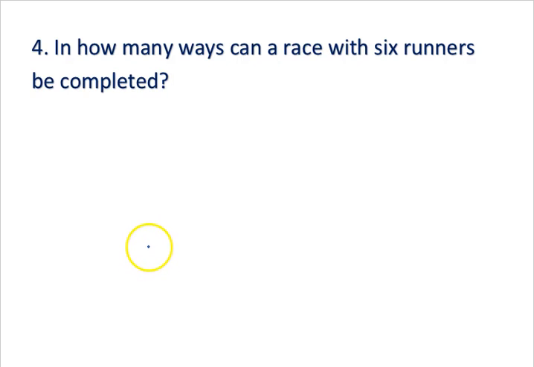Okay, for our last example, we have, in how many ways can a race with 6 runners be completed? And when we say be completed, we mean all 6 runners finishing. And we're going to assume no ties because, again, that makes things complicated. And right now we're sticking with basics. So 6 runners means I have 6 spots to fill. 1st, 2nd, 3rd, 4th, 5th, and 6th. And obviously a person can't be both 3rd and 5th, so you're not going to have any repeats in there.